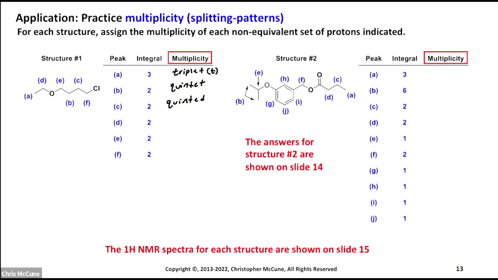D, there's just A next to it, and A has 3 hydrogens, so N would equal 3. 3 plus 1 is 4. 4 is a quartet. And you can say Q for that one. E is next to B. The oxygen has no hydrogens, so E is next to B. B has 2 hydrogens, so N is equal to 2. And so E should be a triplet.